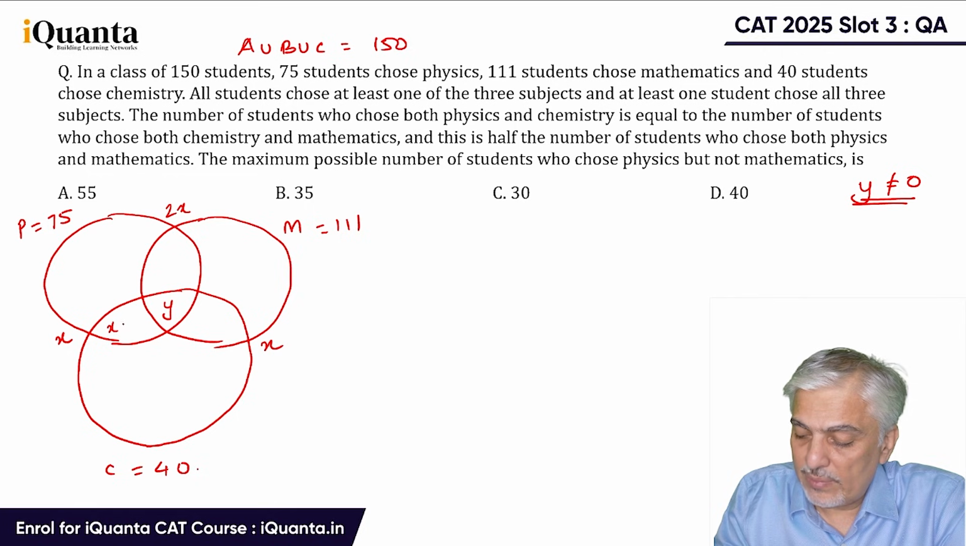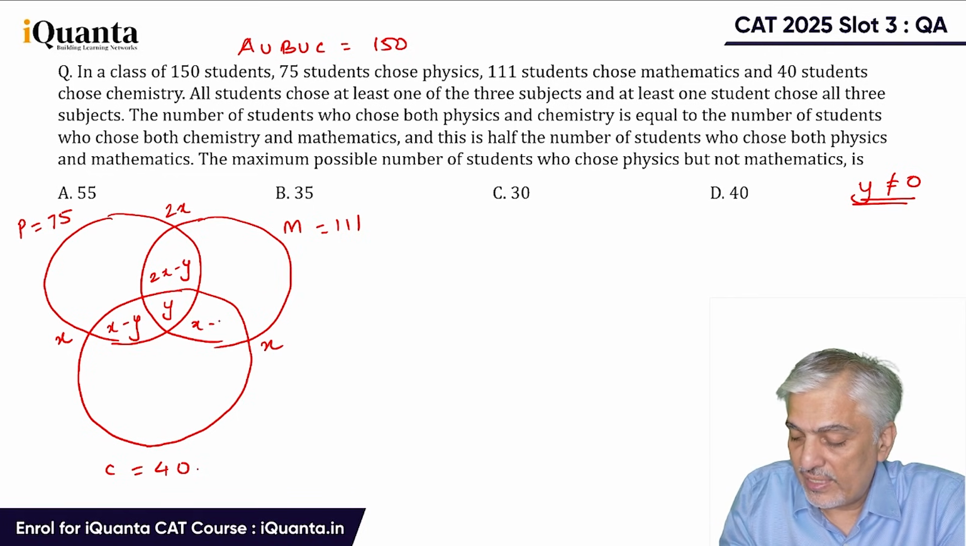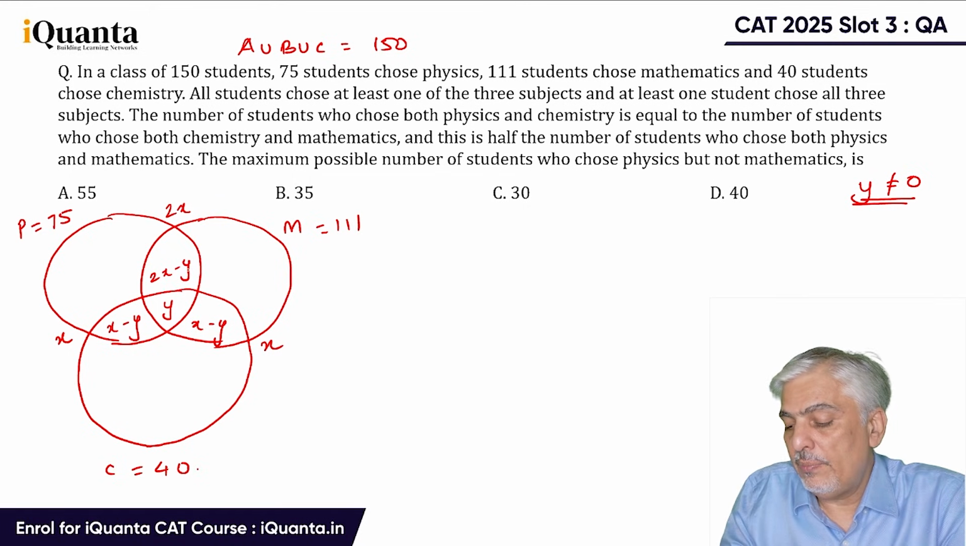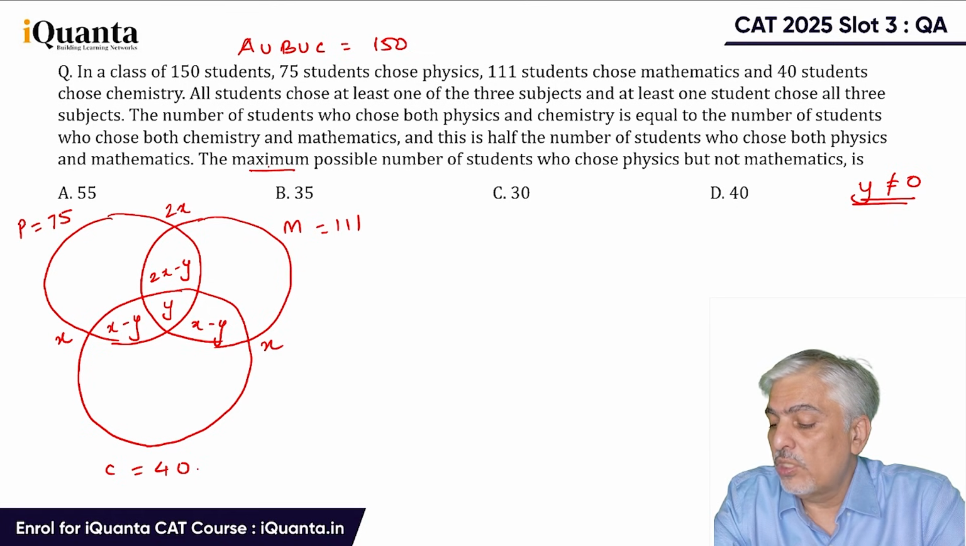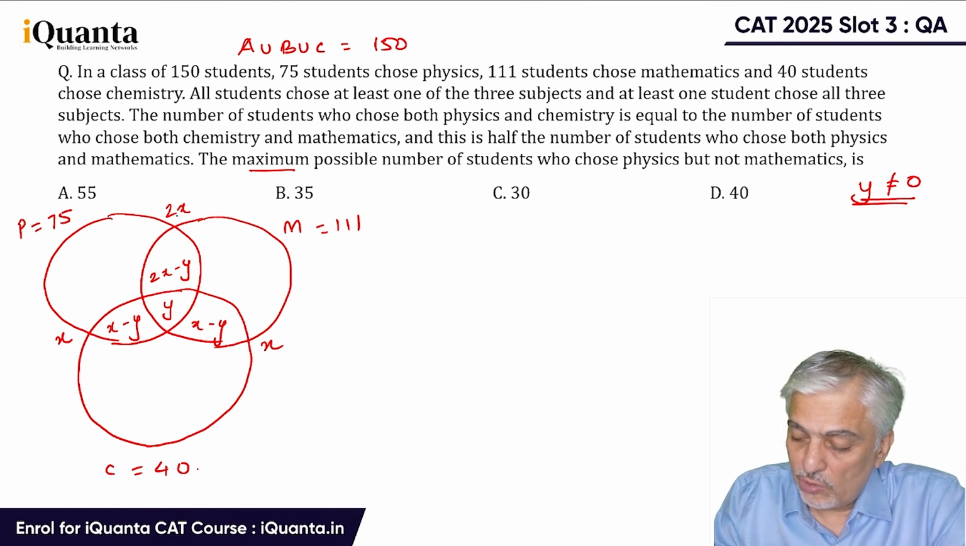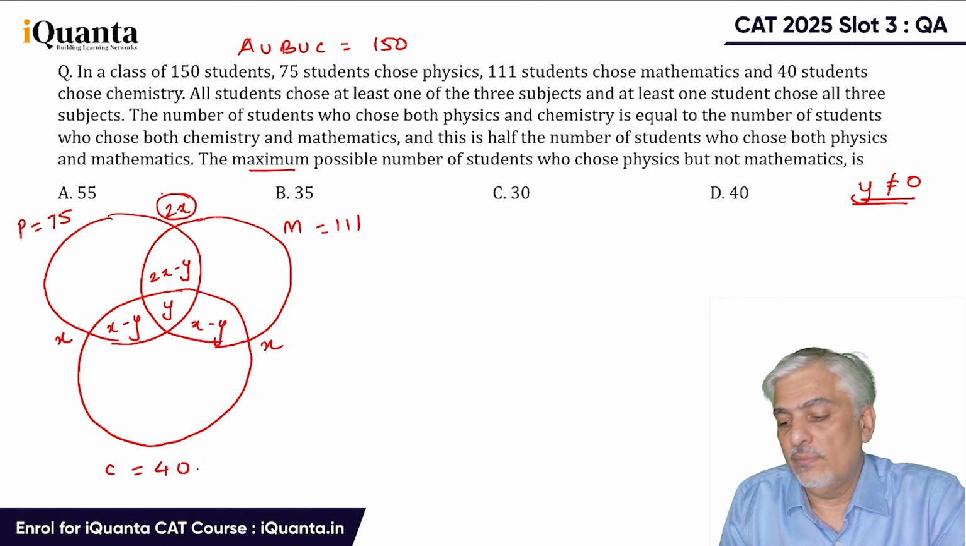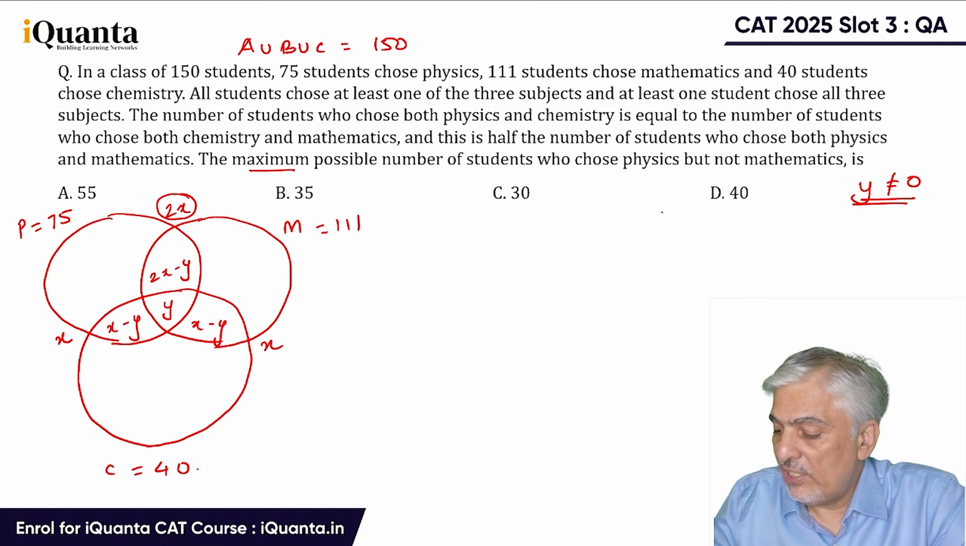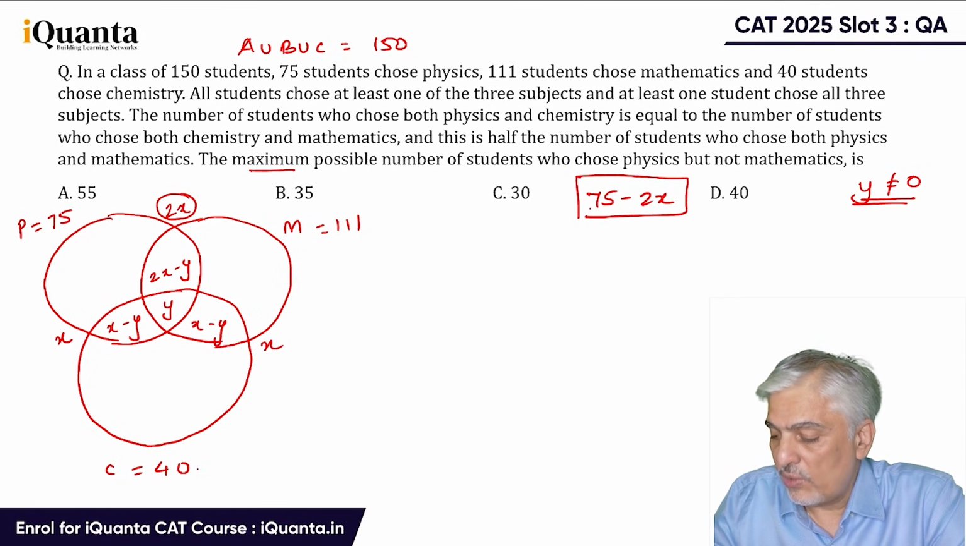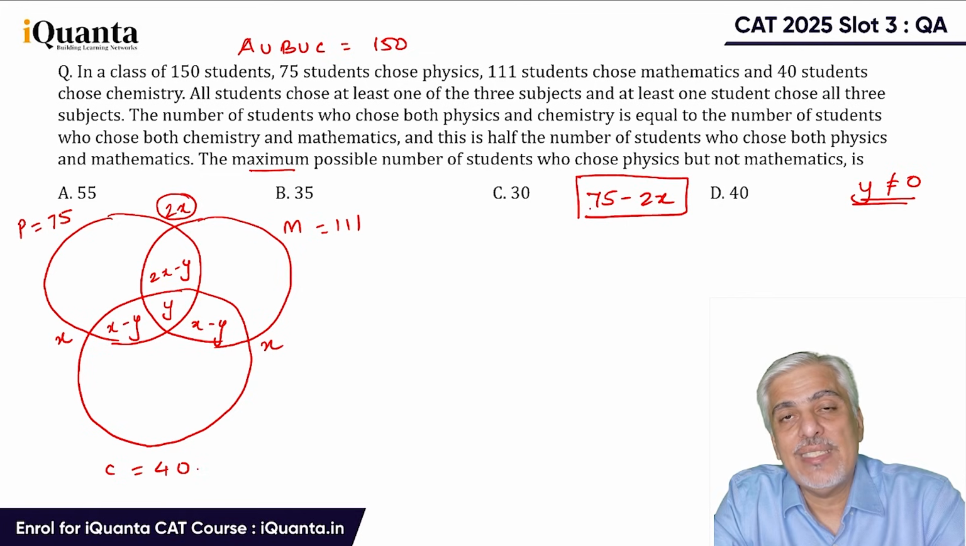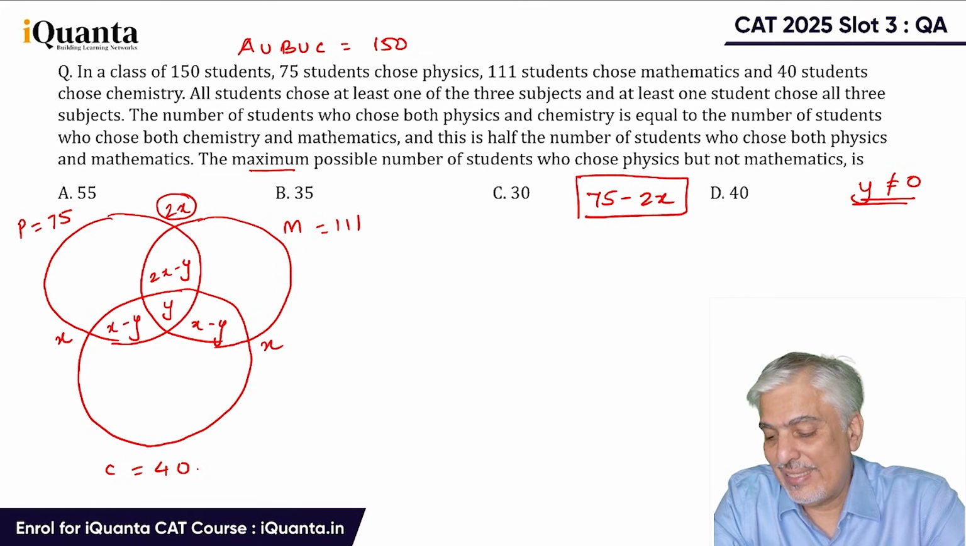This becomes x minus y. This becomes 2x minus y. This also becomes x minus y. And what do I want to find at the end? I want to maximize the possible number of students who chose physics but not maths. So physics but not maths, that means out of physics I have to remove this 2x, rest everything I want. So in short, I want to maximize 75 minus 2x. Remember, this is what you're trying to maximize. If you're trying to maximize 75 minus 2x, you're trying to minimize x. You want to keep x as small as possible.